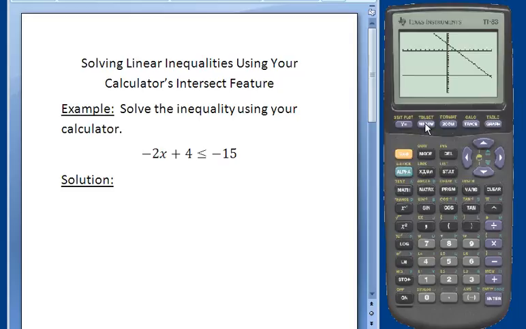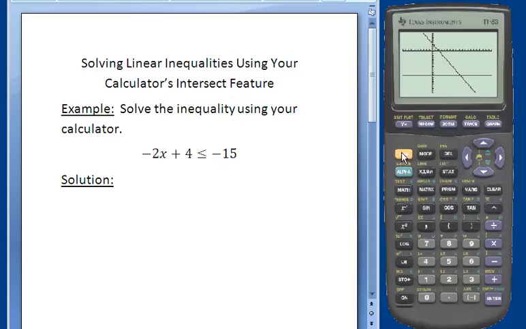So let's press window, and we're going to adjust our x max to be a little bit bigger. And that way we'll be able to see a little further to the right. So let's say 20 for x max. And then press graph again. Okay, so this is a really nice window. I can see the intersection point definitely.